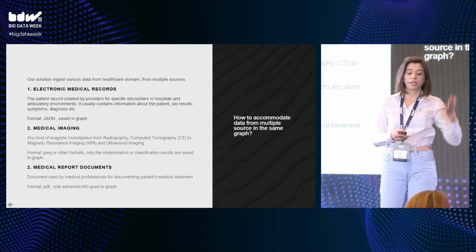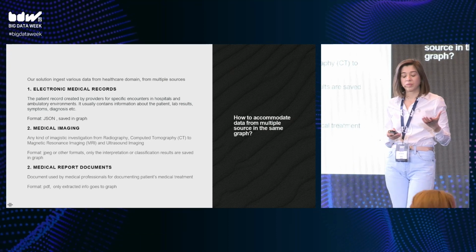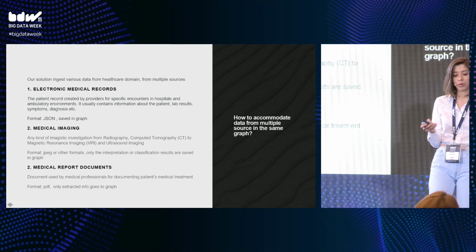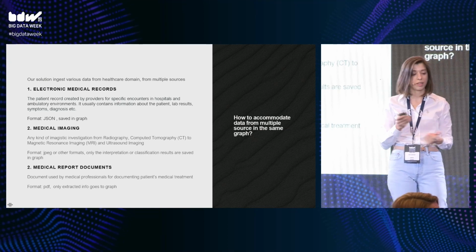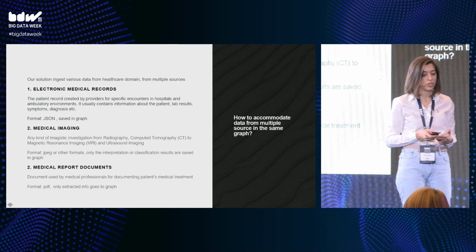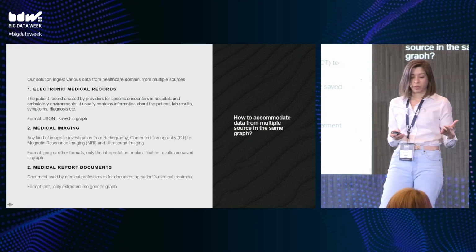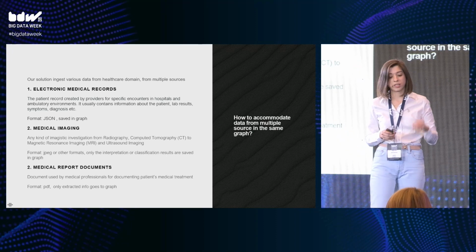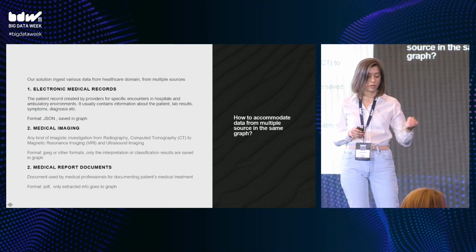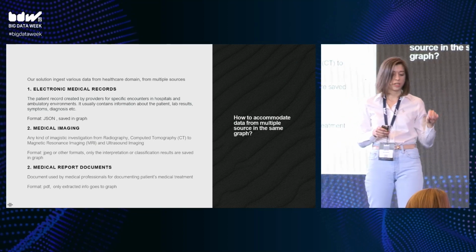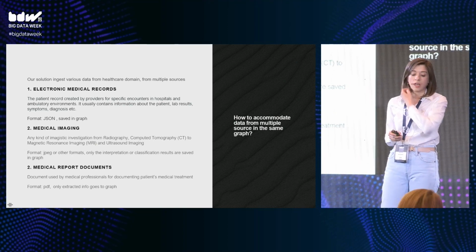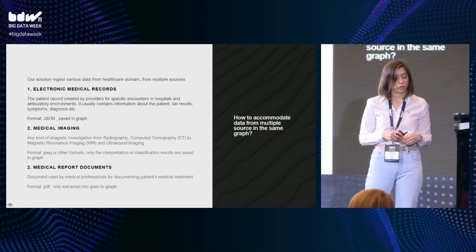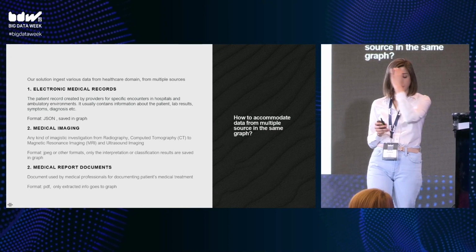Then we have the medical imaging, and this can refer to any medical imaging kind that you heard of before, like CTs, MRIs, ultrasound imaging. And this data we are not saving directly into the graph database, but we are saving their interpretation, if we have it, from the doctor, or the predictions that we are making on these images. We are receiving this in various imaging formats like JPEG, but also some other specific image formats.